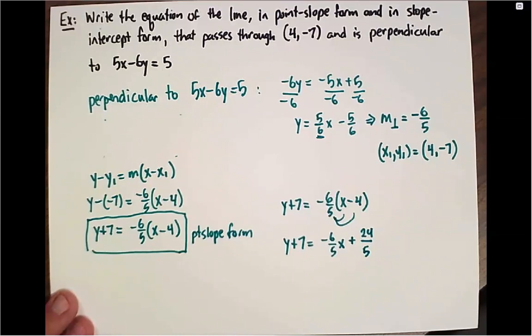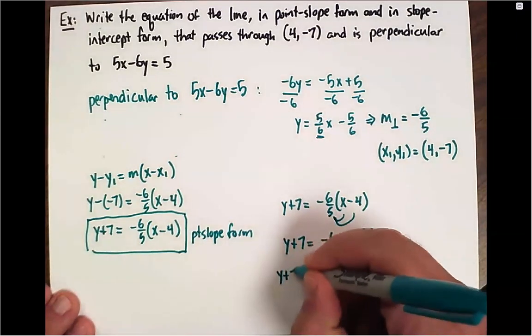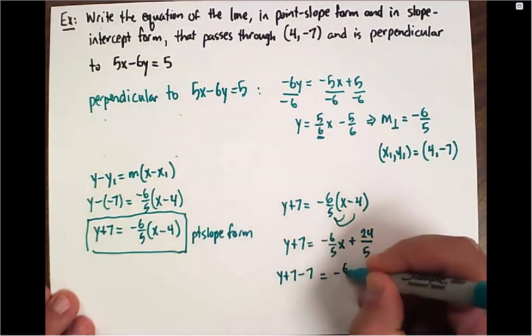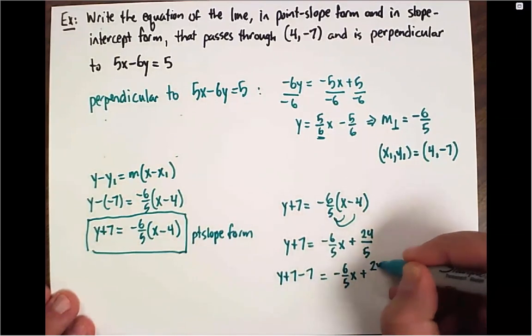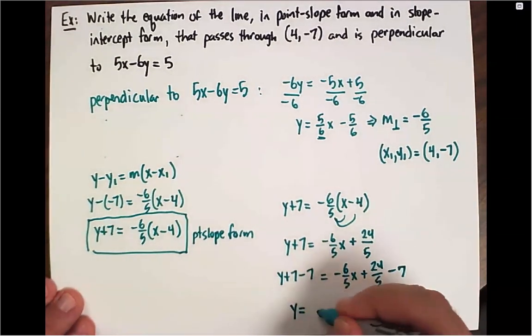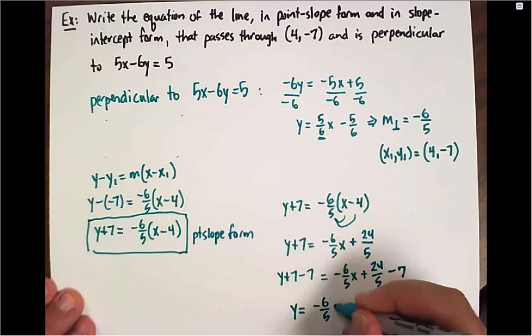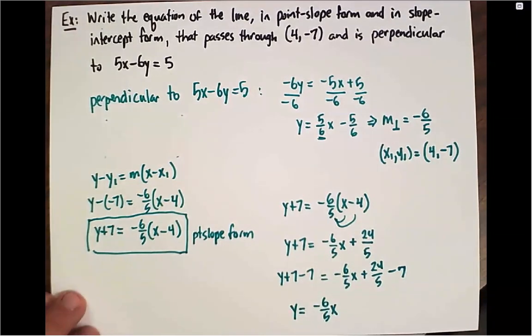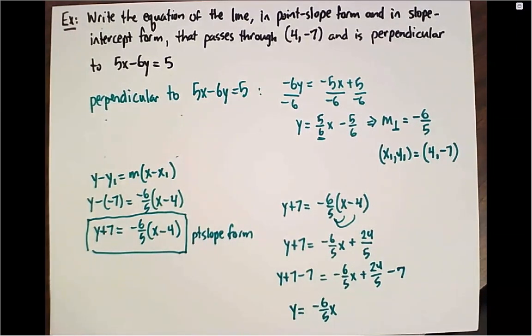And to get y by itself now, I just need to subtract 7 from both sides. So y plus 7 minus 7 equals negative 6/5 x plus 24 over 5 minus 7. So what is 24 over 5 minus 7? How many fifths is 7? 35 fifths. 5 fifths is 1, so 7 times 5 is 35 fifths.